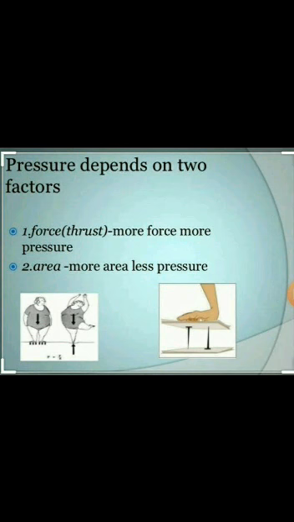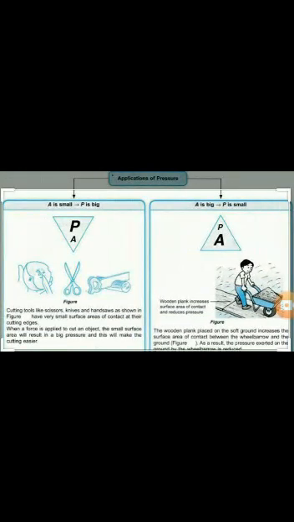For example, we will take the next slide. Here are two applications of pressure. A is small, P is big. It means that when area of cross section is less, pressure increases. In the second case, when area of cross section increases, then pressure decreases. Here some examples are given.